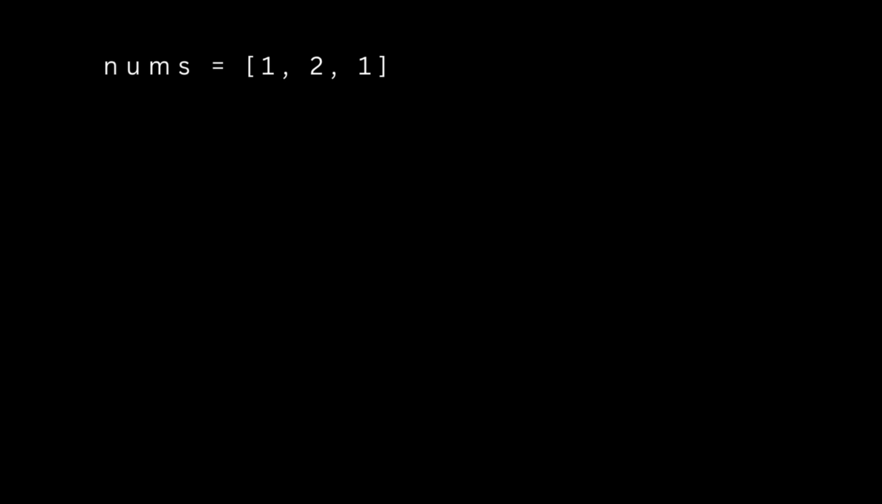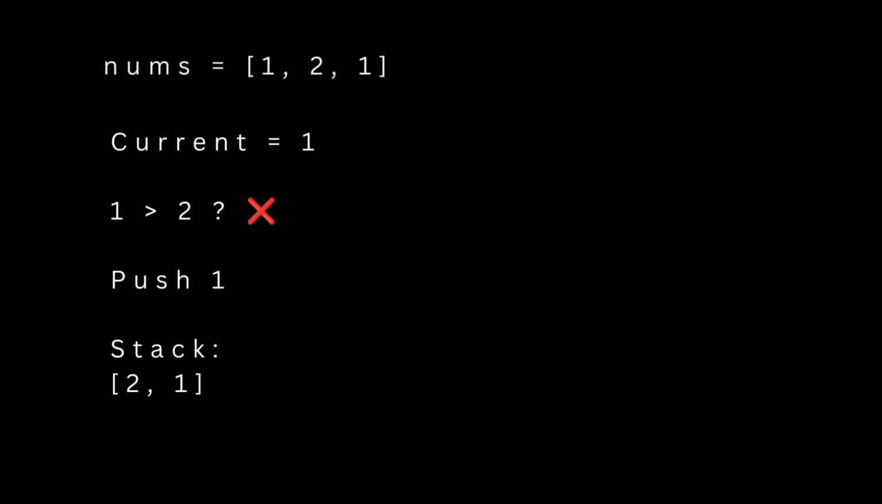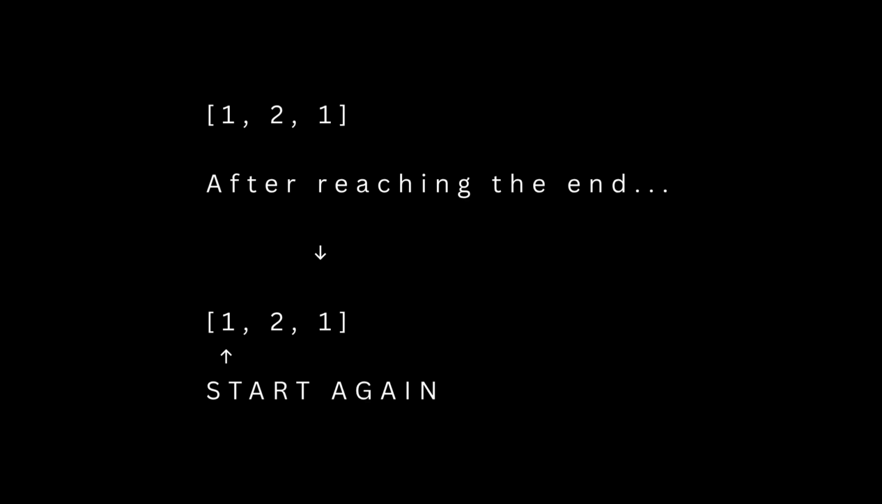Now we reach the final 1. It's not greater than 2, so it can't solve anything yet. We push it onto the stack. But remember, the array is circular. So after reaching the end, we need to look at the beginning again. That means the first one can potentially find a greater element after wrapping around.